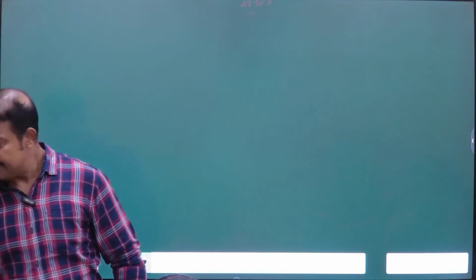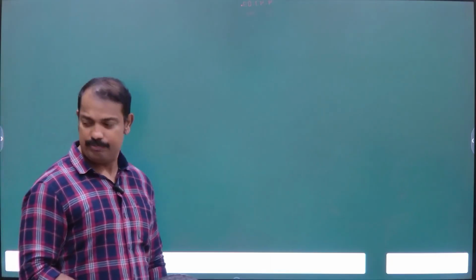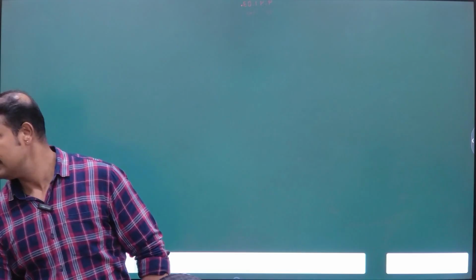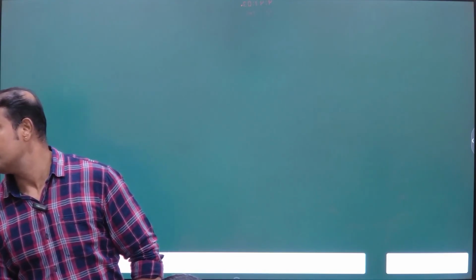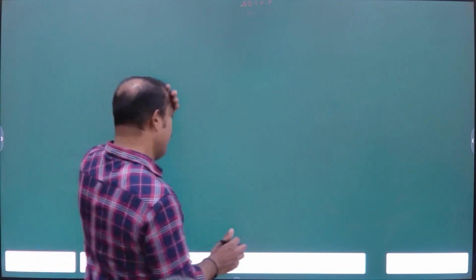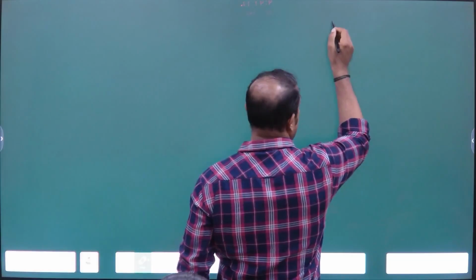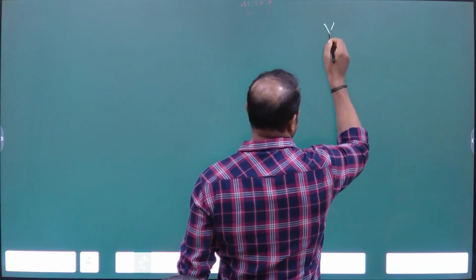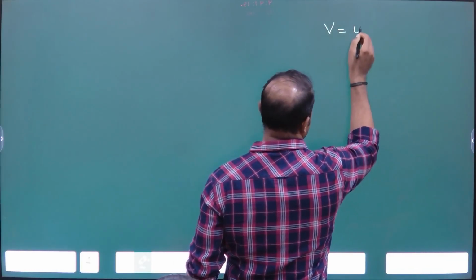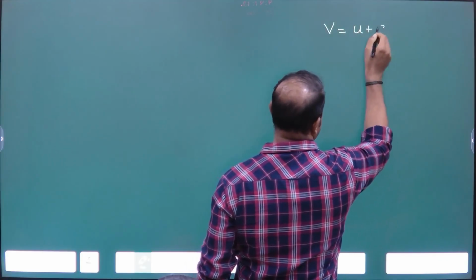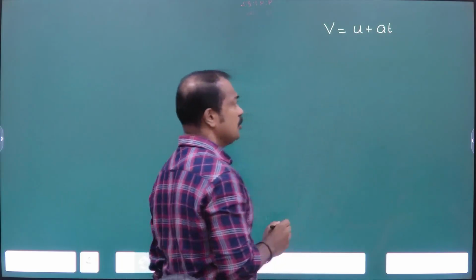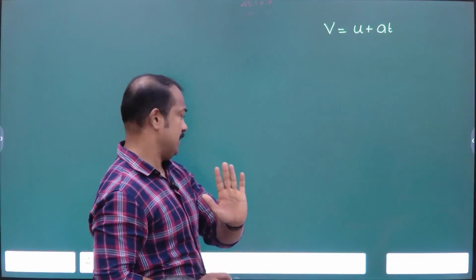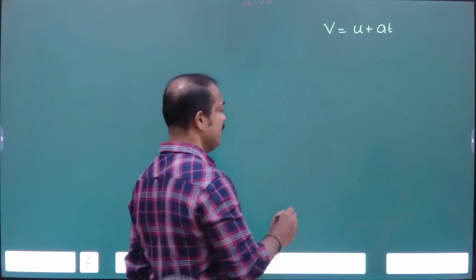The three equations of motion are: S equal to ut plus half at square. First equation is V equal to u plus at. What is the first equation of motion? V is equal to u plus at.